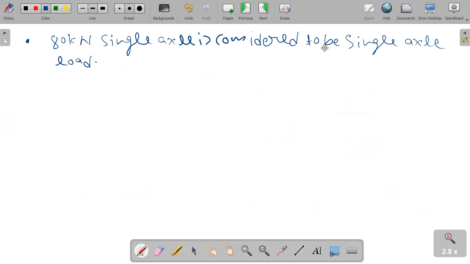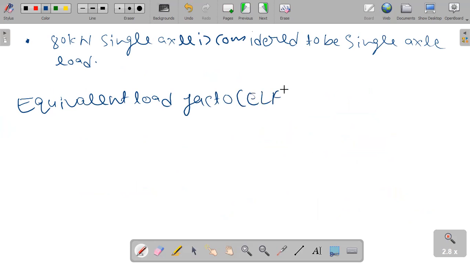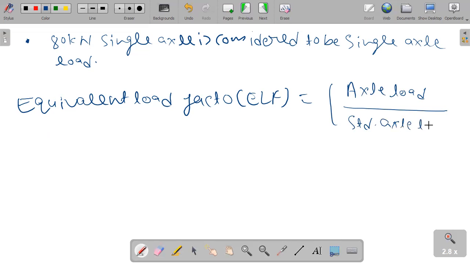Let's move to our next topic, which is equivalent load factor, or ELF. Basically there's only one formula for this: axle load divided by standard axle load, the whole to the power 4. So equivalent load factor is axle load divided by standard axle load, whole power 4.